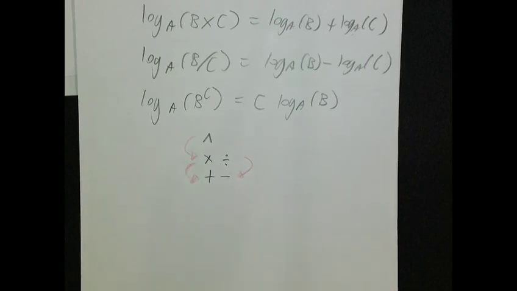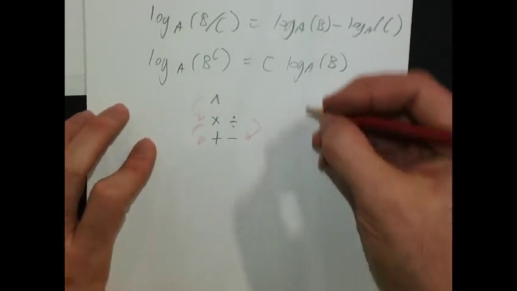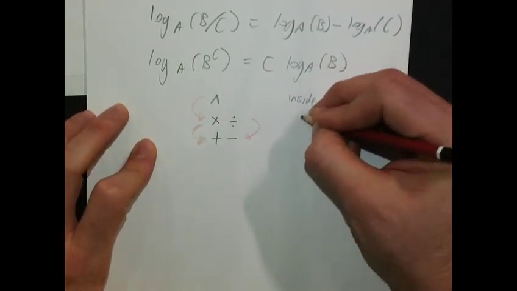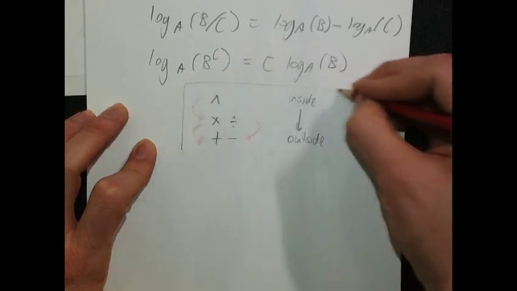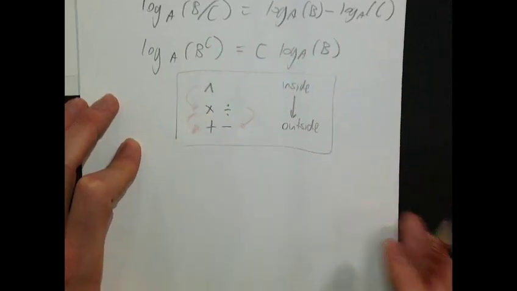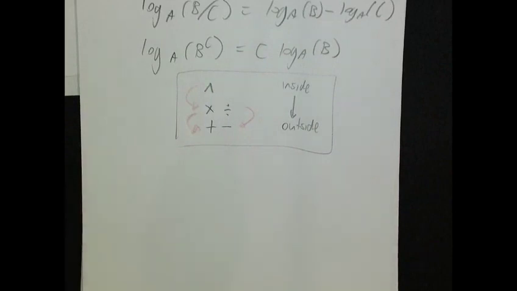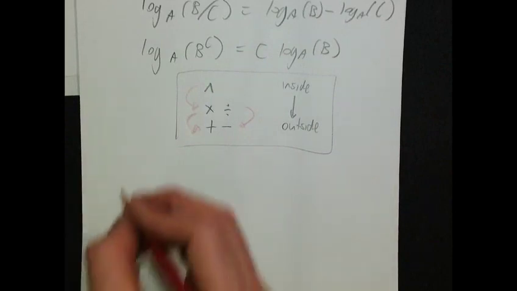A to the power of something works in the opposite direction because it's the opposite. So plus inside the power will be multiplication on the outside. So this sort of inside becomes this on the outside. That's how I remember that. So they're the algebra rules of logs. And there are just a couple more useful rules.